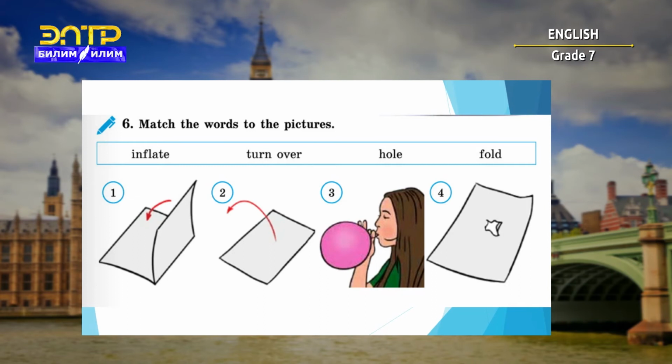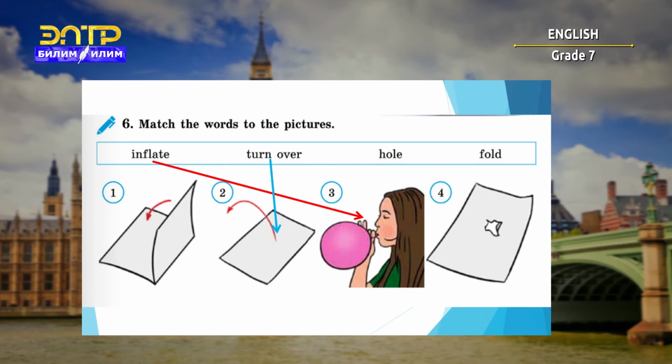Time is up. Let's check your answers. So the first one is inflate. And this word matches with the picture number 3. And the second one, the word turn over, matches with picture number 2.